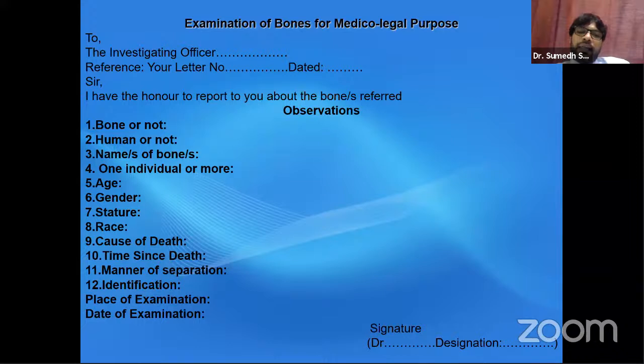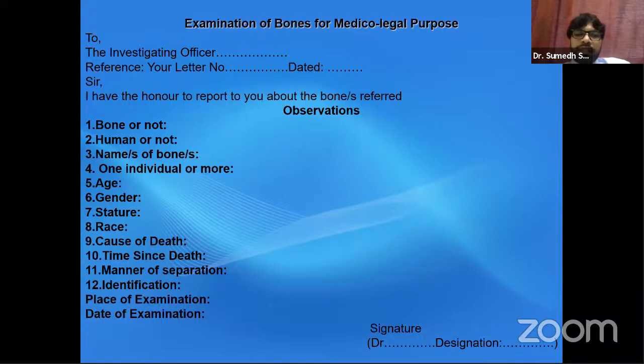Then whether they belong to one individual or more than one individual. Then what is the age? What is the gender, that is, the sex of the individual? Then what could be the probable stature of this individual? What could be the race or the ethnic origin? So why is race important? The race or ethnic origin is important in a city like Mumbai, because, according to some authorities, there are around 195 to 197 countries, and all their representatives are present in Mumbai at this moment, it being the economic capital of India.